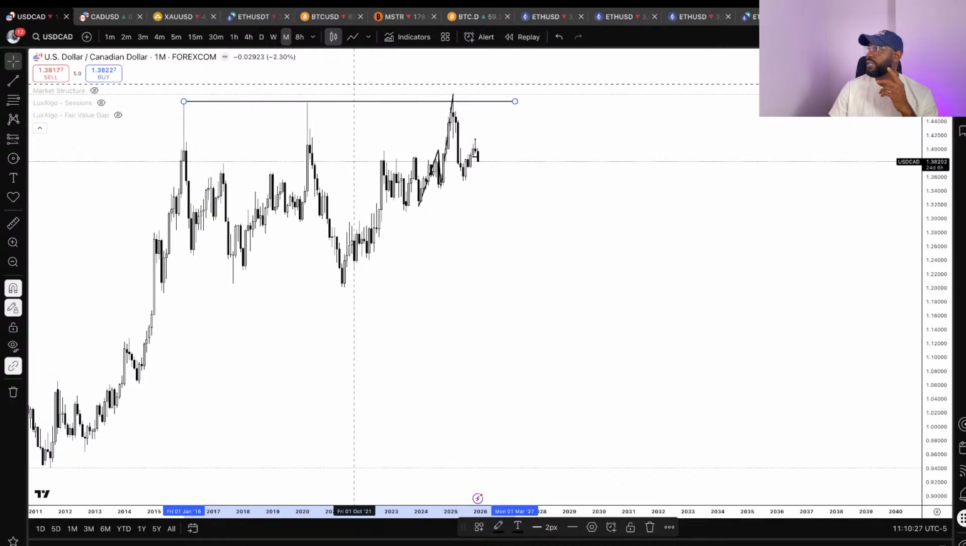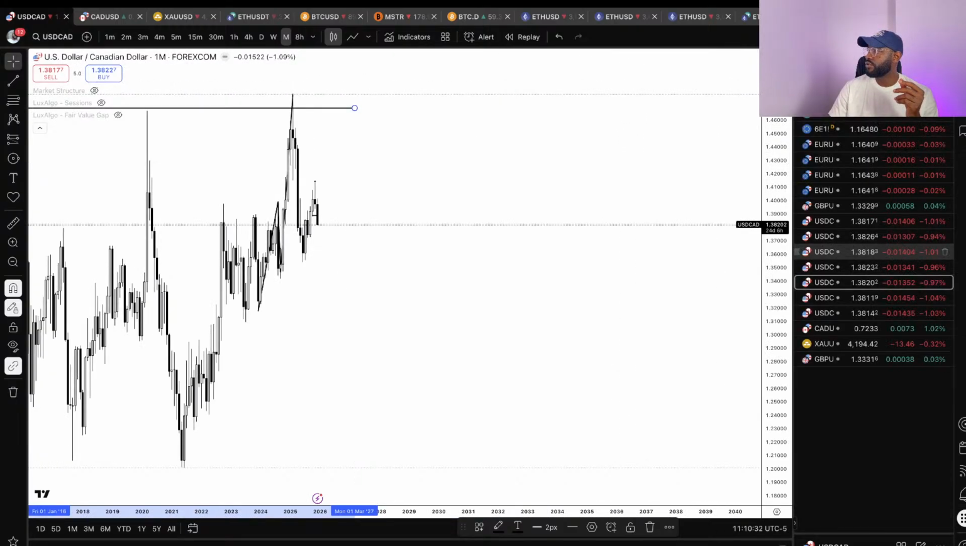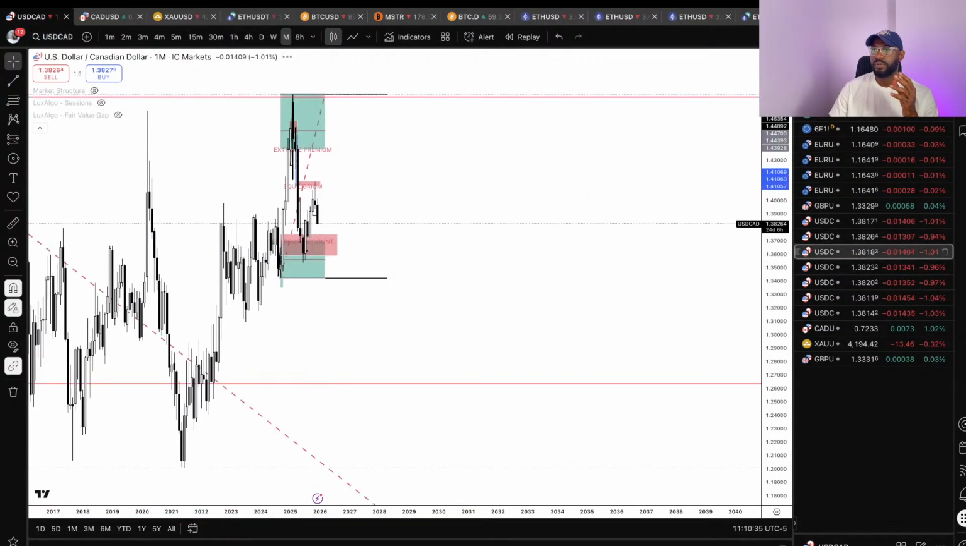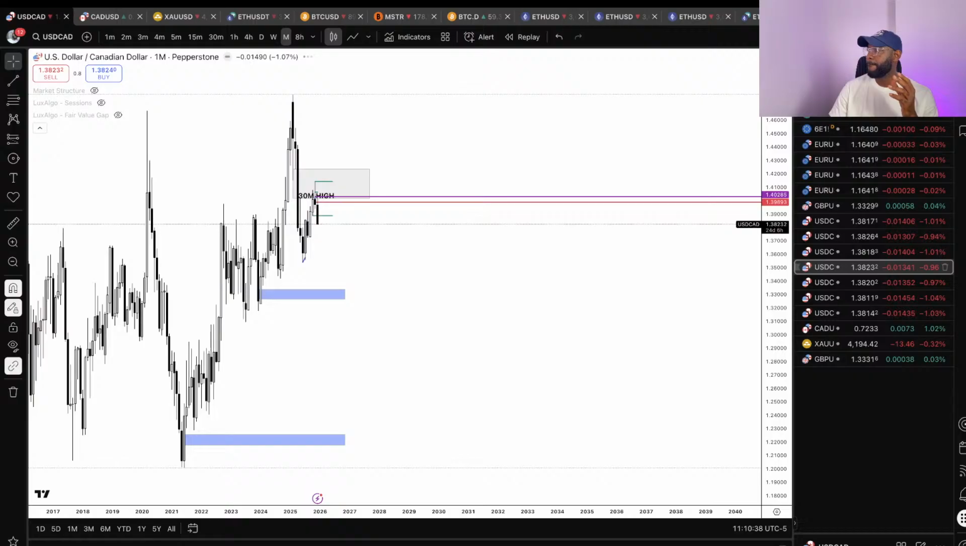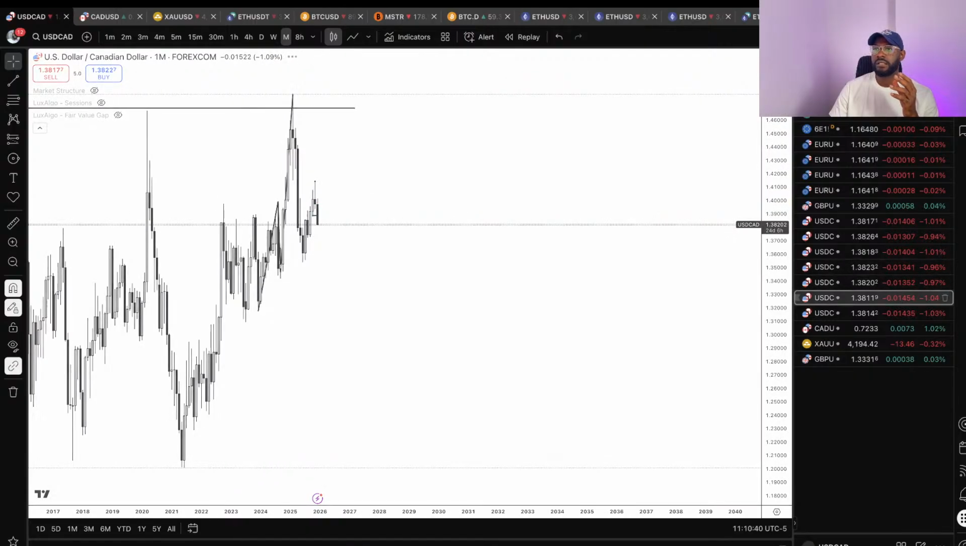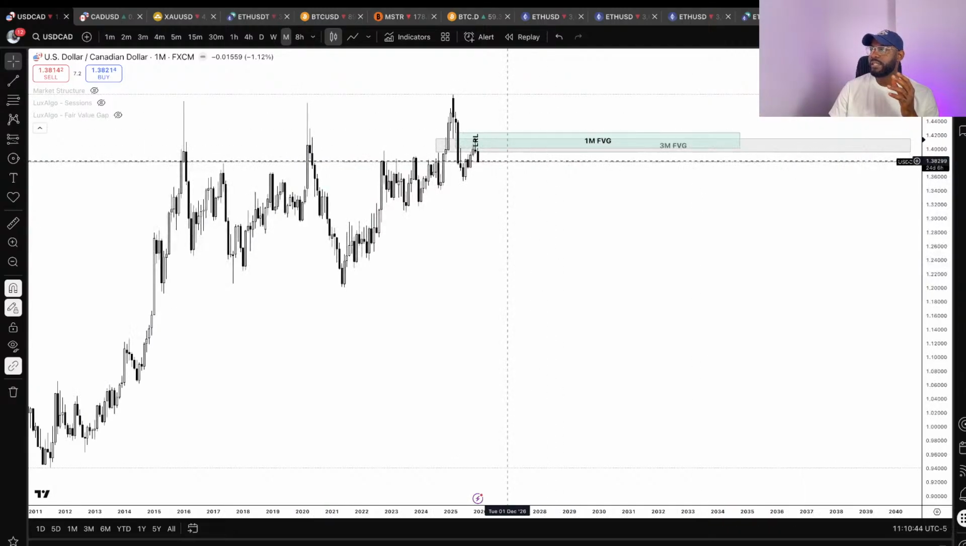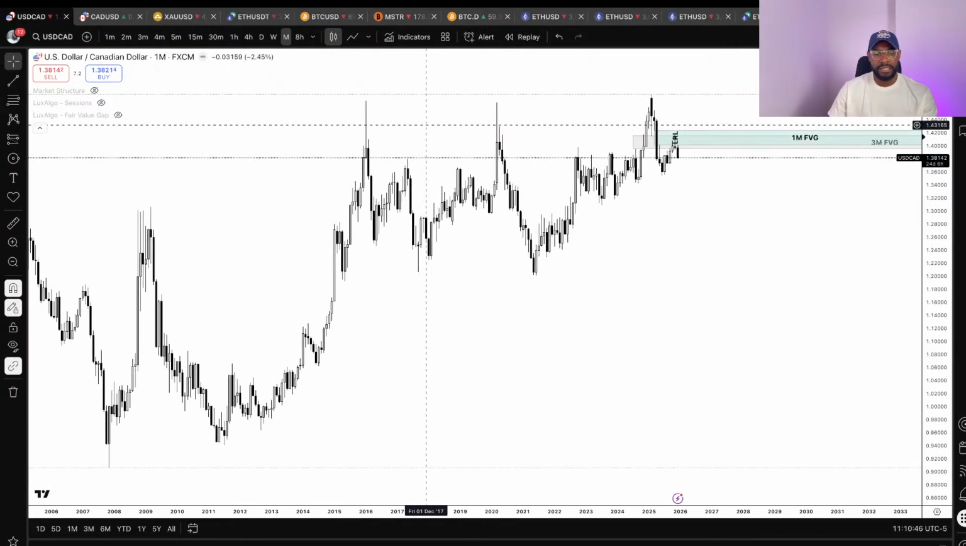So we're potentially going to expect downside pressure. Now, if we take this, I want to use the FXCM because they have the longest data. So FXCM is this one. Perfect.